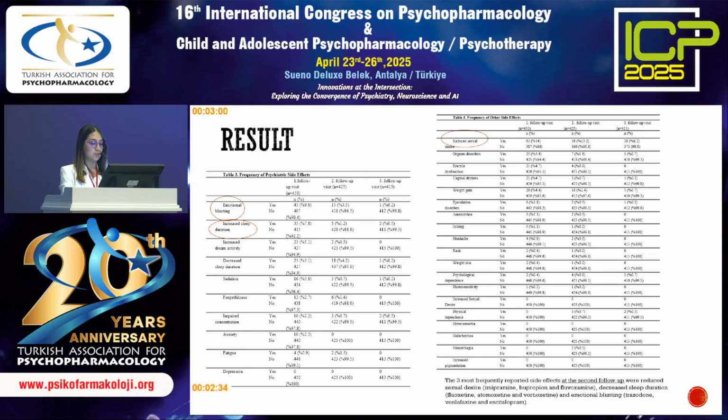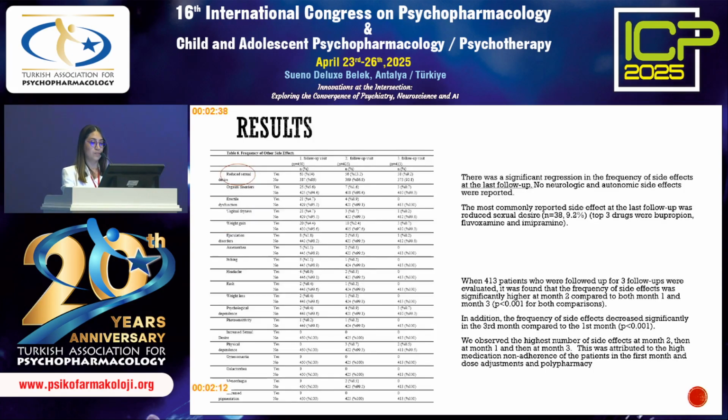So for the second follow-up control, again, you can see the side effects were reduced sexual desire, decreased sleep duration, and emotional blunting. And we can talk about emotional blunting: trazodone, venlafaxine, and escitalopram are the three active ingredients linked to that. So for the last control, there was a significant regression in the frequency of side effects at the last follow-up. No neurologic and autonomic side effects were reported.